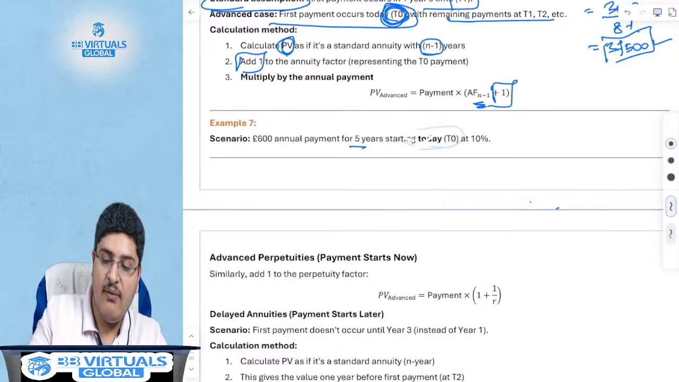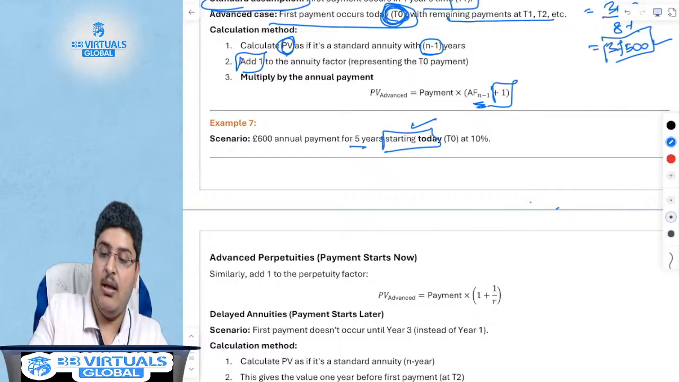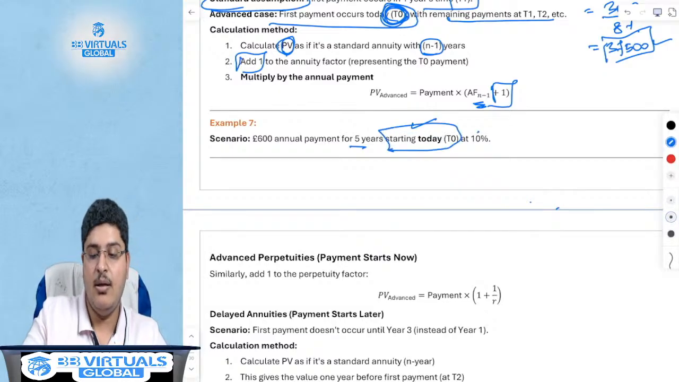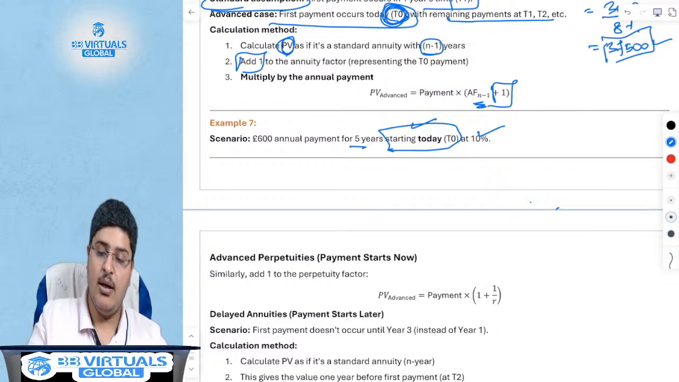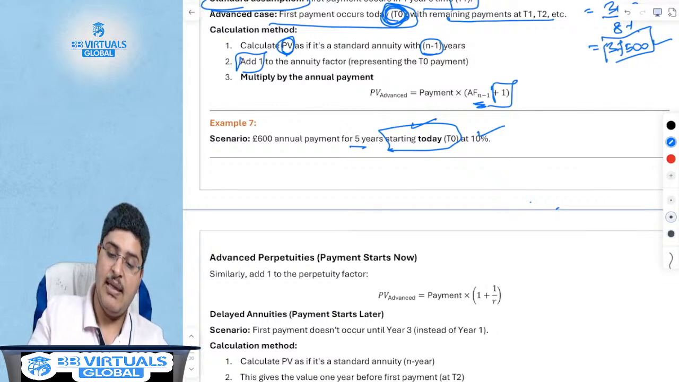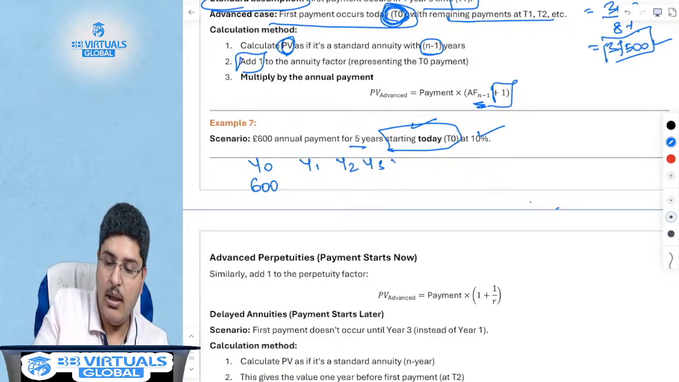In the exam, they will clearly give you a mention as starting today. They will clearly let you know that we are starting today at 10%, which means that your 5 years becomes 4 years now. Why? Because you get 600 today. Year 1, year 2, year 3, year 4.